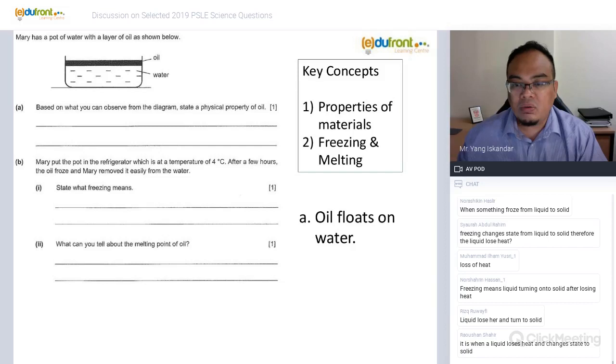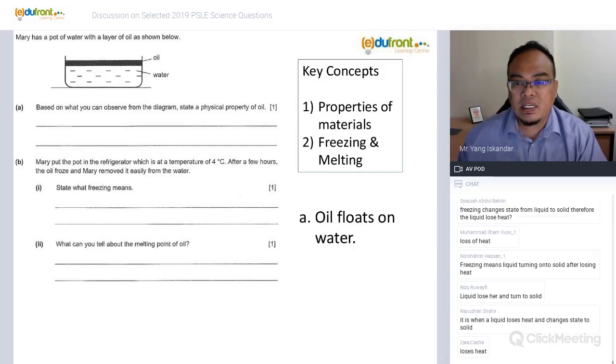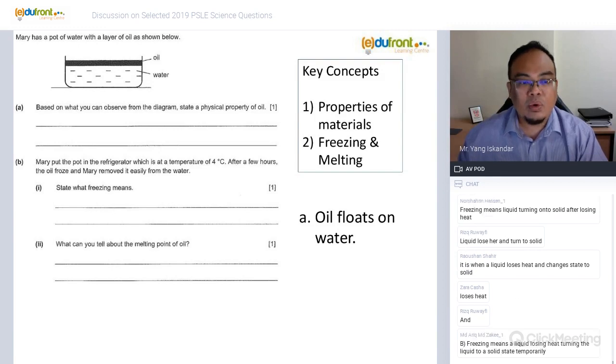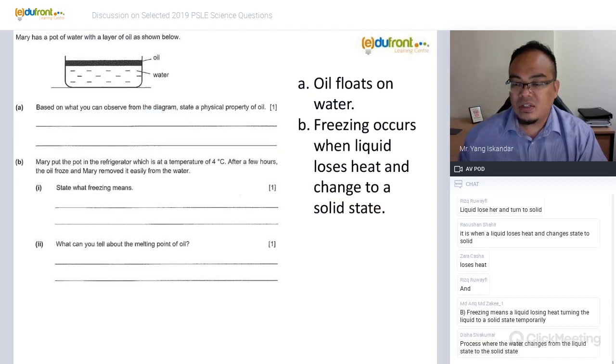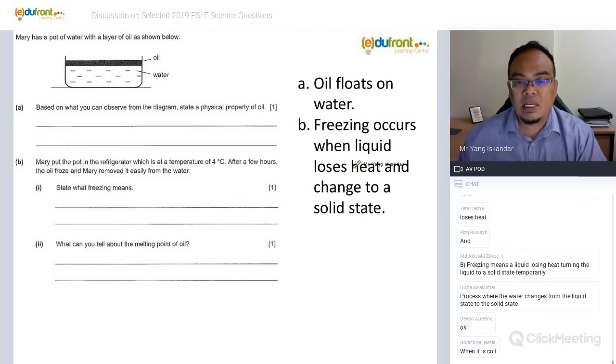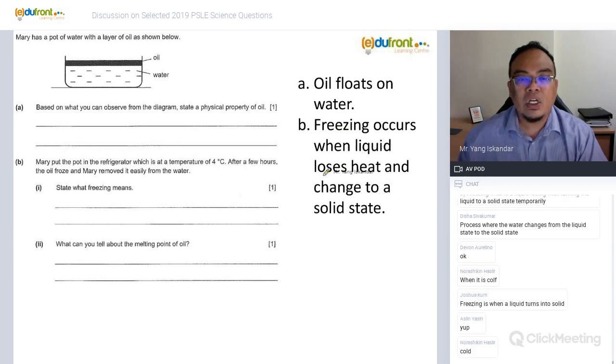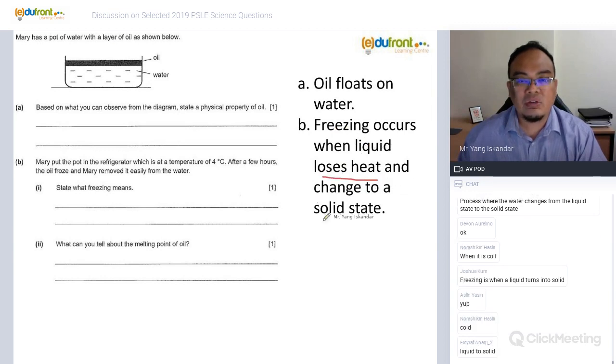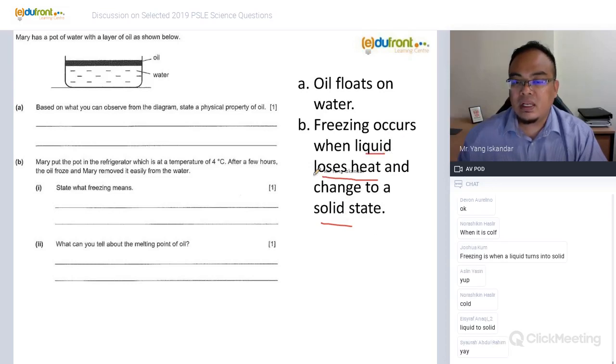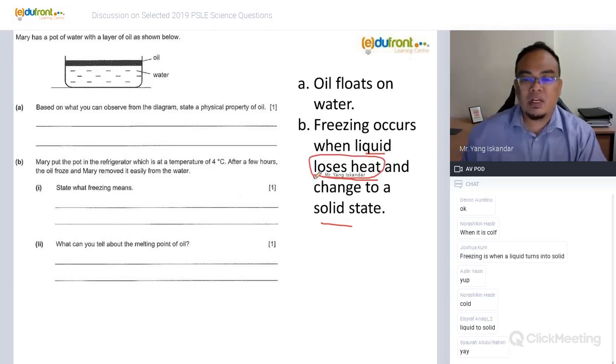Remember, the topic on water freezing, melting, condensation, evaporation always must link with the concept of heat transfer. Now, when does freezing happen? It can happen only when the substance loses heat, right? So please remember to mention this part. Freezing occurs when liquid loses heat and changes to a solid state. Many of you mentioned liquid to solid state, no problem, but you forgot about the concept of losing heat.